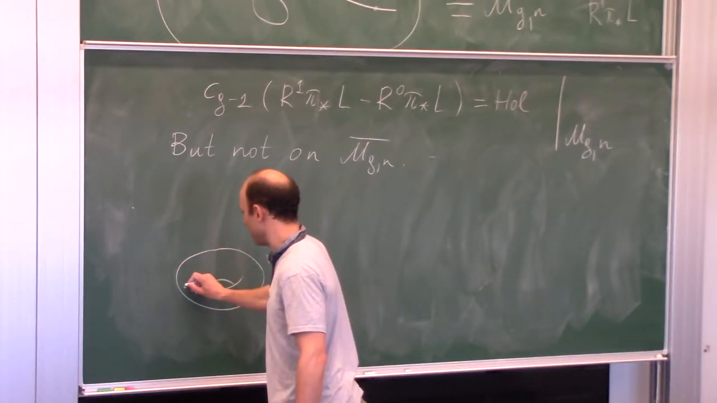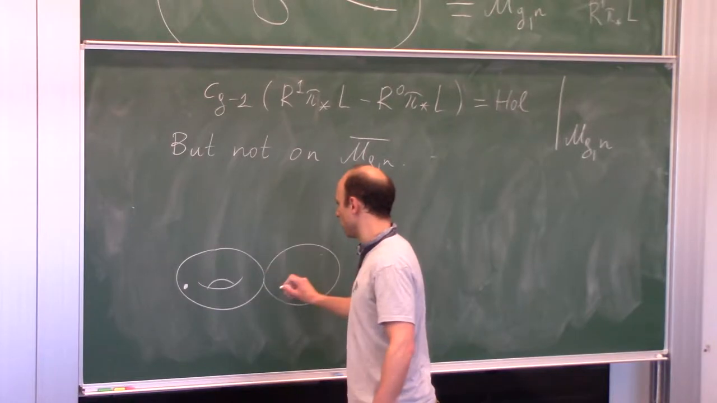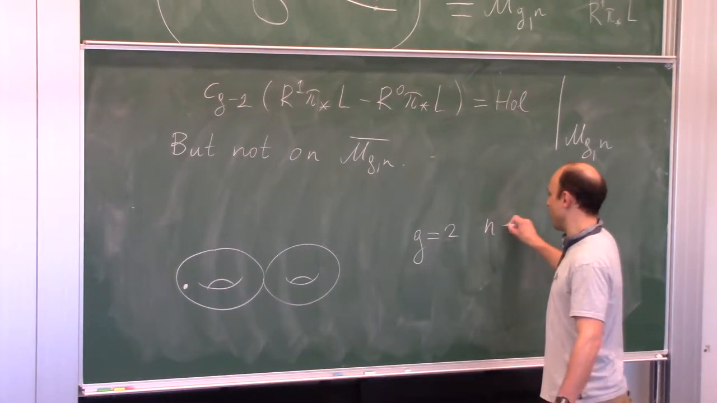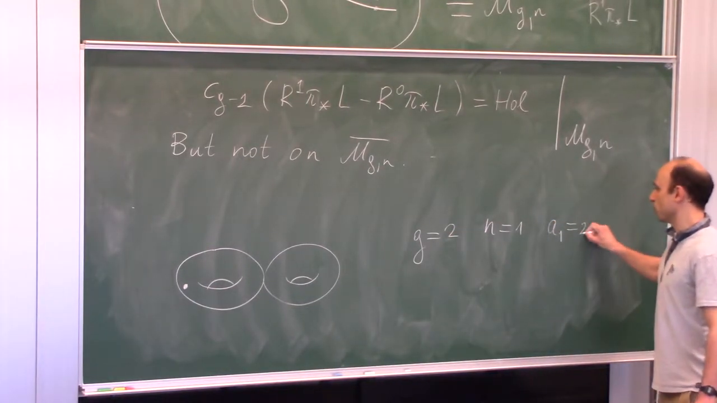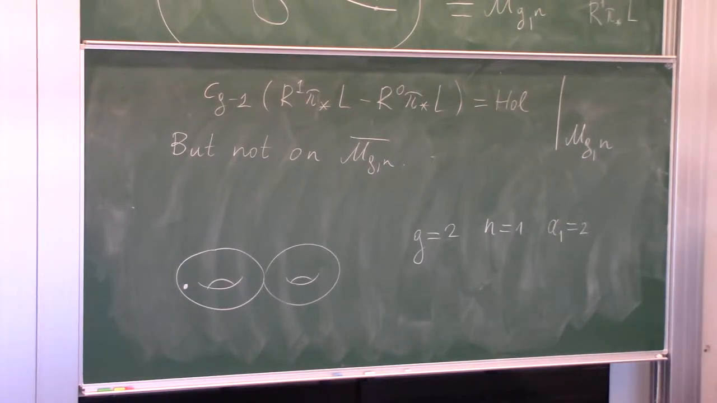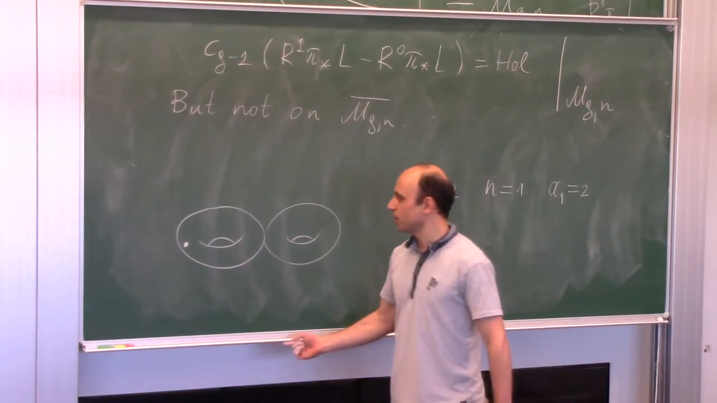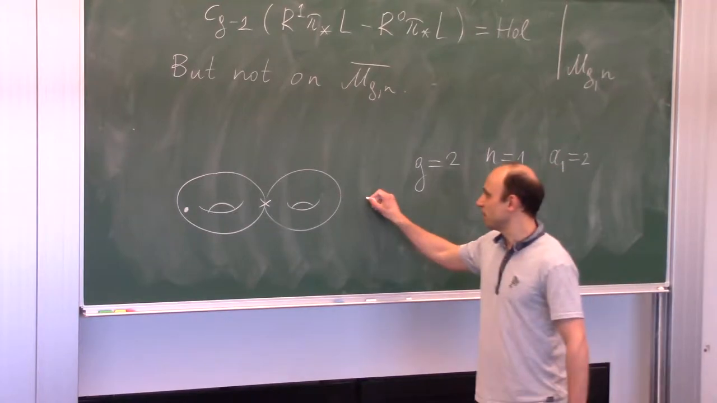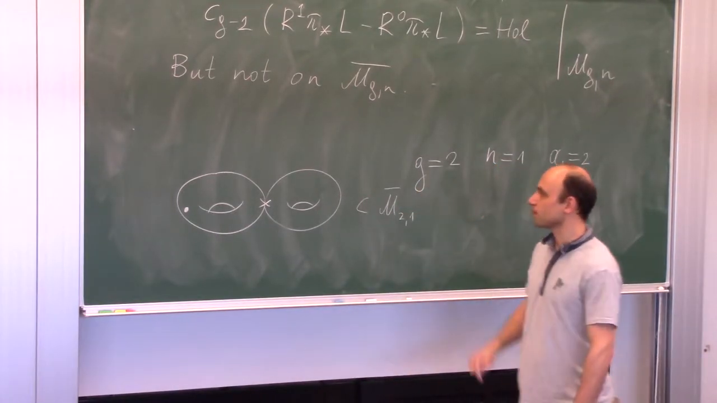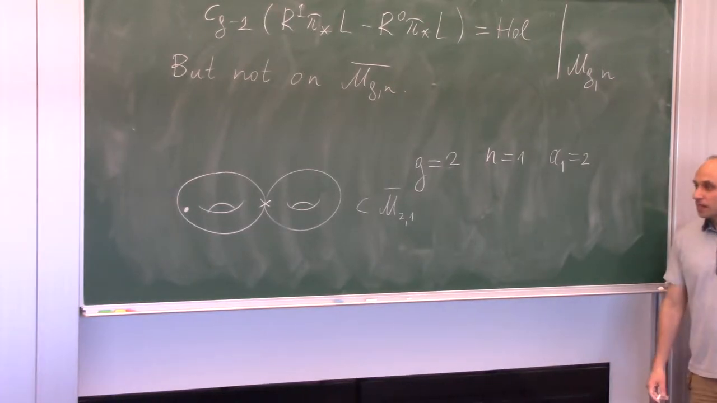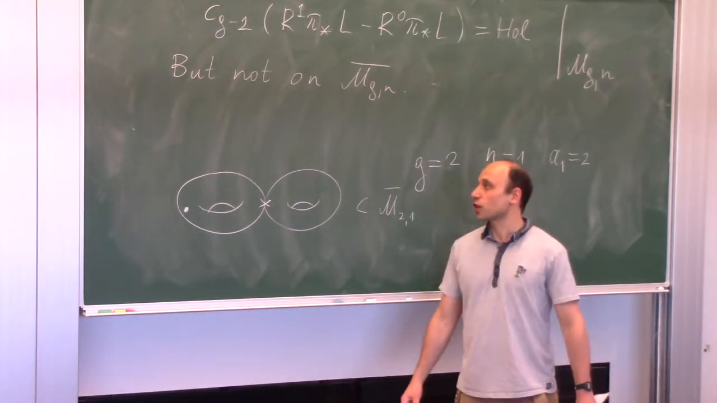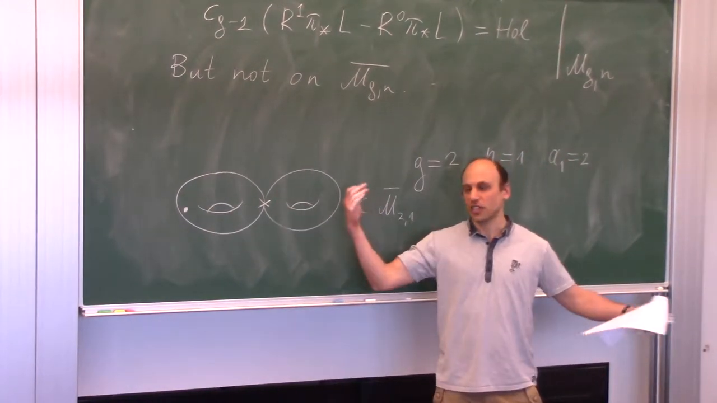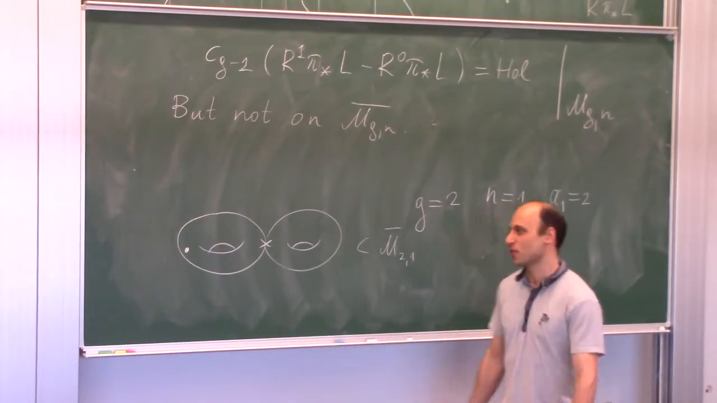This is the evil locus. So this is again the example genus 2, n equals 1, a1 equals 2. That's the example of the Weierstrass locus. And let's look at this boundary divisor in M_2,1 bar. So this boundary divisor is not in the closure of the Weierstrass locus, simply because this is codimension 1 and the Weierstrass locus is also codimension 1. So one cannot be in the closure of the other.